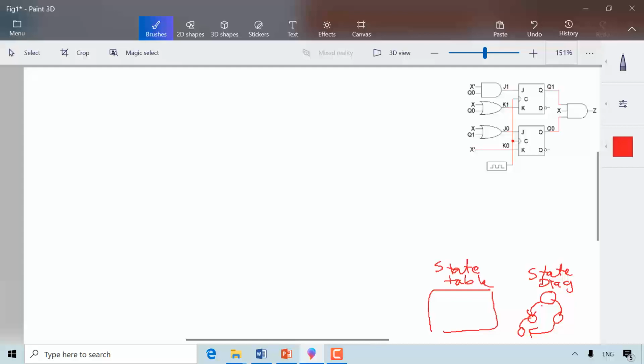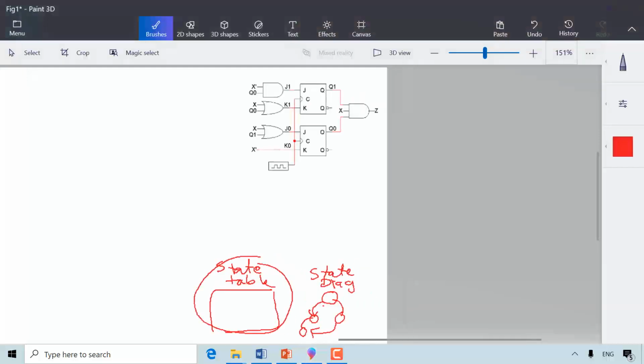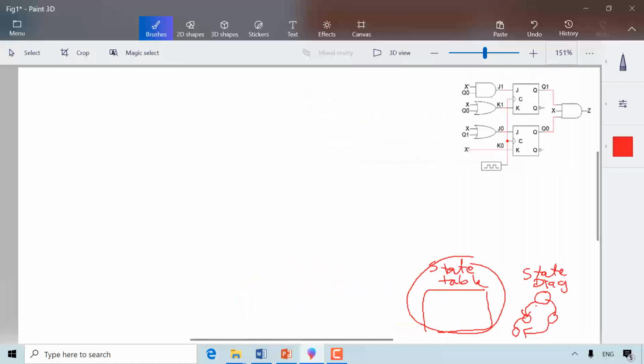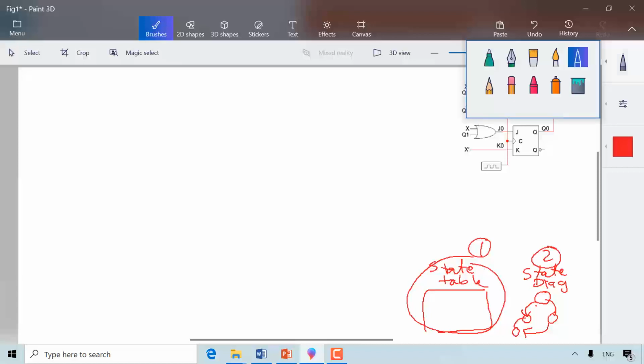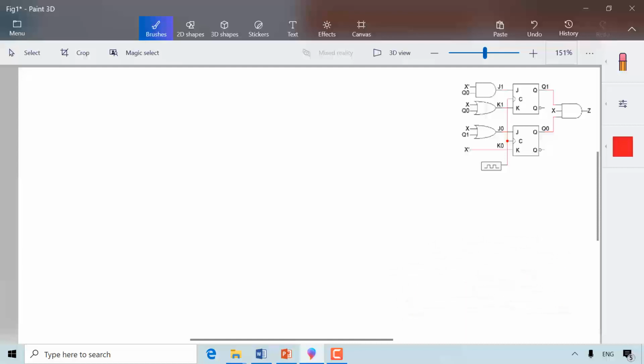Okay, so what we want to do here is we want to build the state table, then move to the state diagram. Sorry, this thing moved a little bit. So first of all, we will build the state table, and then we get to the state diagram. All right, so let's delete this. So our goal is what? Build the state table, and we will build the state diagram. So let's build the state table.